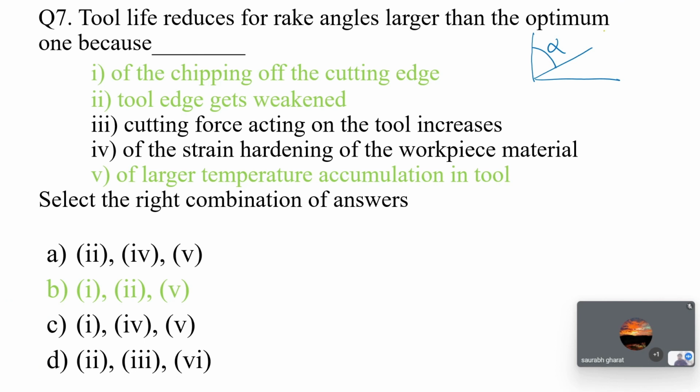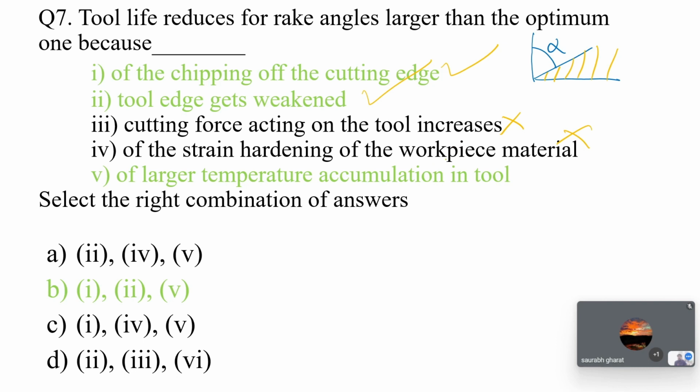So the area available for the actual cutting will be very less, so chipping off of the cutting edge is possible, again because the area is less. The tool edge gets weakened. Cutting force acting on the tool increases: no, this is for optimality, it is not a concept here. It goes on decreasing because of strain hardening of the workpiece material: no, there is no concept of strain hardening here.